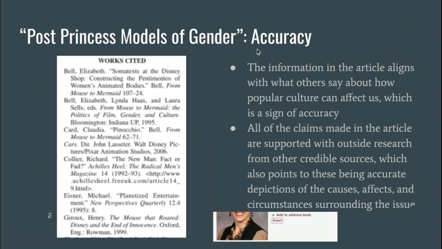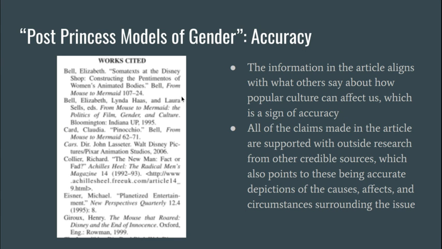The next thing I'm going to look at is accuracy. So the information in the article does align with what a lot of other people have to say about how popular culture can affect us. So that's a sign of accuracy. And I included a picture of part of their works cited page here. So often you'll see that in a reputable source, what happens is researchers are not just researching in a bubble somewhere, right? They're relying on lots of other research. They're looking at what other people have to say about this topic, and not just other people in general, but other experts in their field, other respected researchers. And then they cite those people.